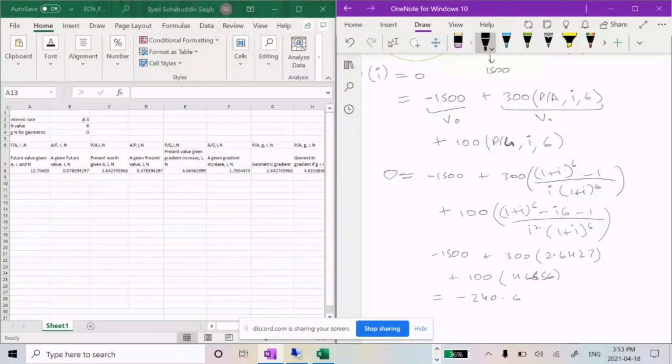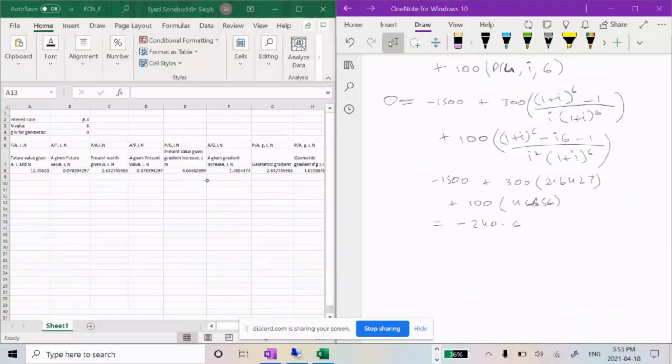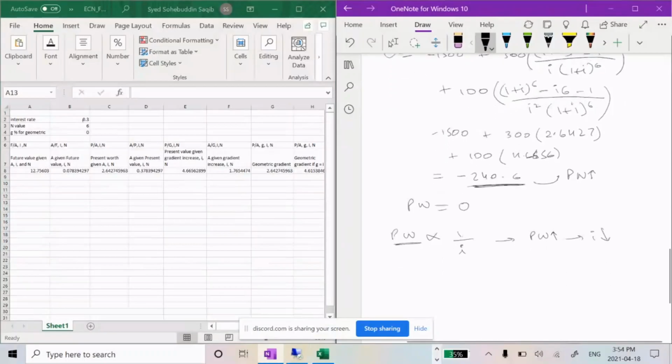Okay, so now you need to utilize the relationship we know between I and the present value. In this question we need the present value to be equal to 0. Now we have the present value as negative, so we need to increase the present value. And I think I said this yesterday too, the present value and I have an inversely proportional relationship. If you want to increase the present worth, you need to decrease the I. It was 30% and it gave us a negative value, we need to increase it to a positive value.